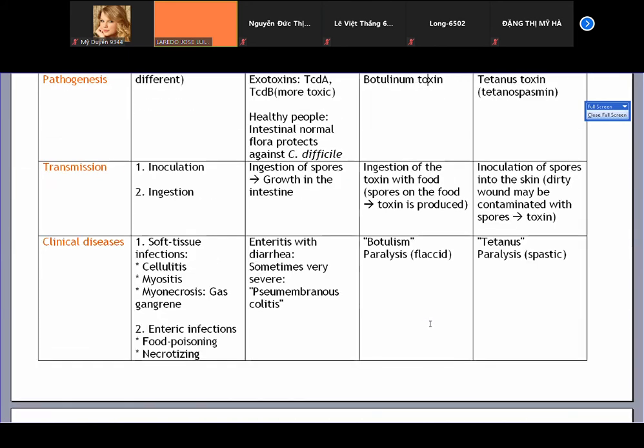And to understand the disease, we have to understand the physiology of muscle contraction. I am not very sure if you have studied physiology already or not. If not, it will be difficult for you to understand. I hope you will study physiology in the near future. So we are going to try to explain this paralysis.